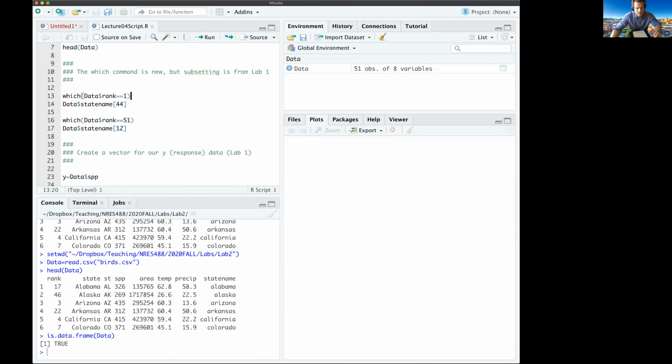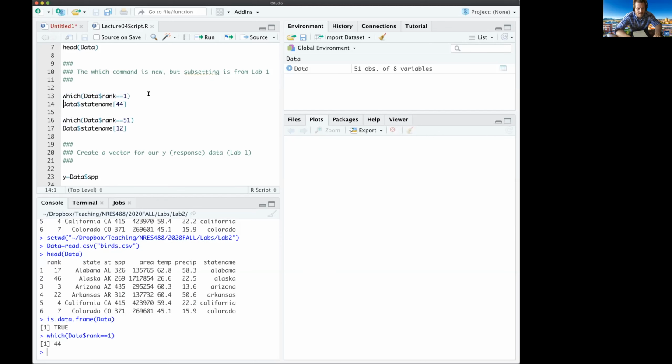Here's something new that we haven't done, this which command, and we can use which to find something that we're interested in. And we want to know which data rank equals 1. And that is 44. So the 44th row is the one that has the most species. So I mentioned before I didn't know what rank was. I actually do know what rank was. That's related to species. And that is Texas here.